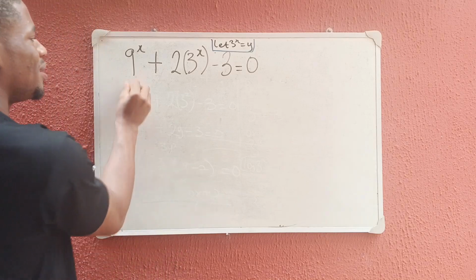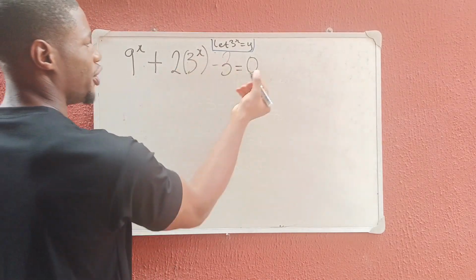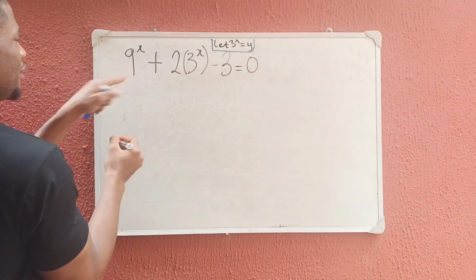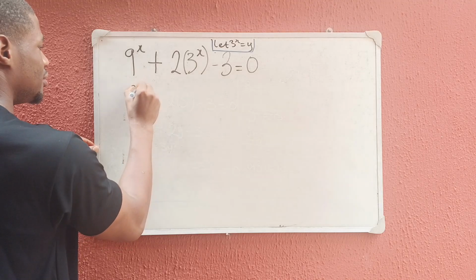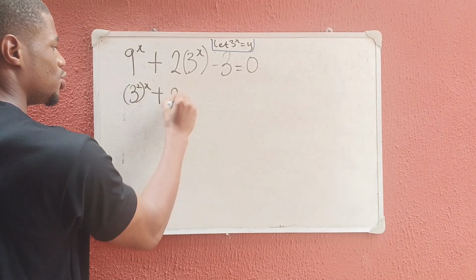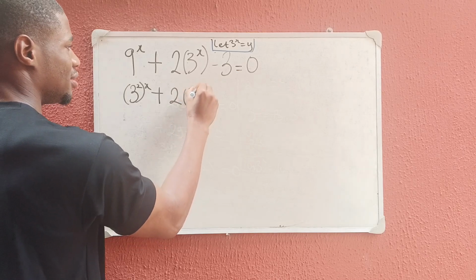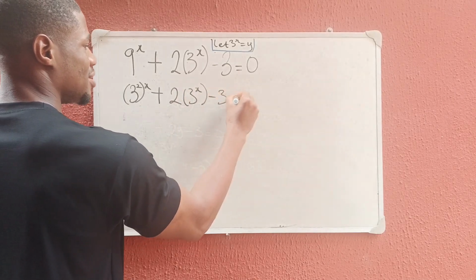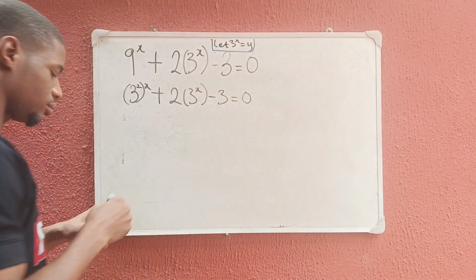Now, simplifying, 9 is equal to 3 squared, okay? So we can just have here 3 squared, raised to the power x, plus 2 times 3 raised to the power x minus 3 is equal to 0.